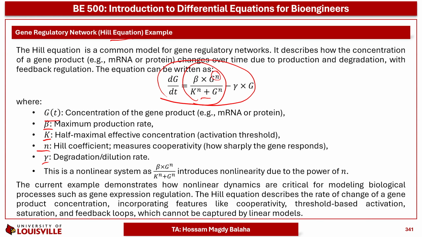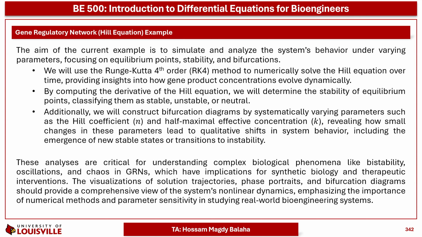So we need, in this example, to simulate and analyze the system's behavior under varying parameters, focusing on the equilibrium points, stability, and bifurcations. So we are going to combine what we have learned into this example. So, as we mentioned, we have a nonlinear system. So we can use the Runge-Kutta 4 or RK4 method to numerically solve the Hill equation over time, and this will provide insights into how the gene product concentrations evolve dynamically.